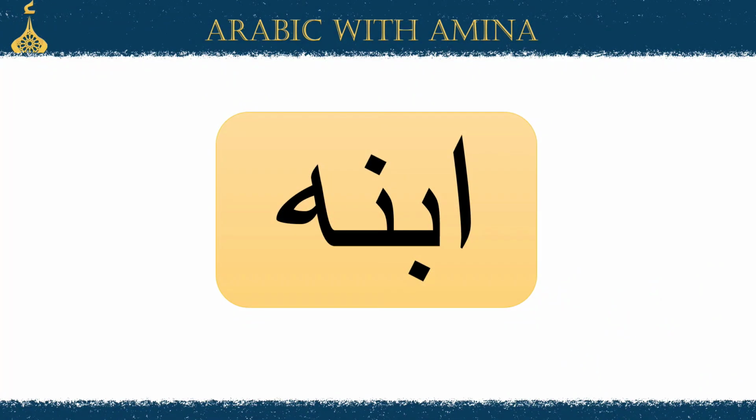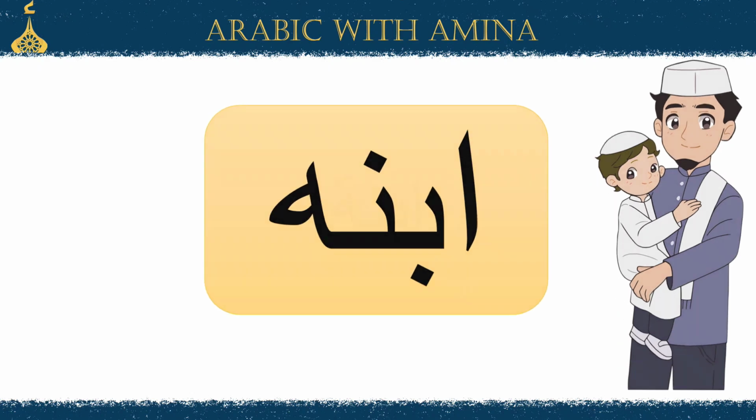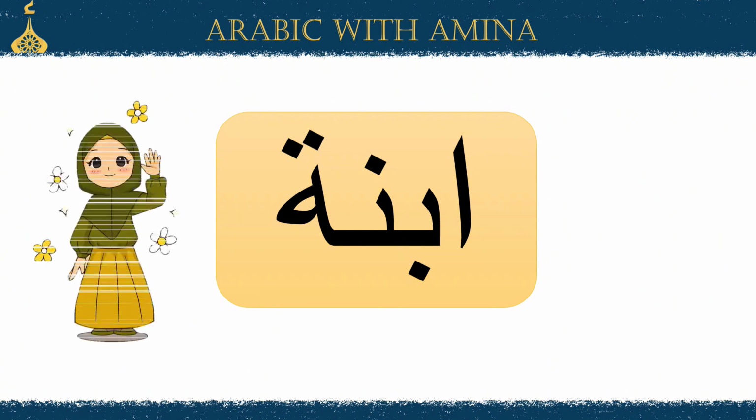Take a look at this word, ibnu. This means his son. Why is it that when we add 2 dots, the meaning changes? The word is now ibna, and it means daughter.